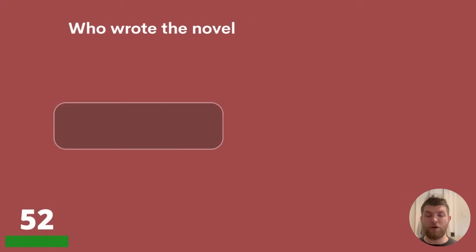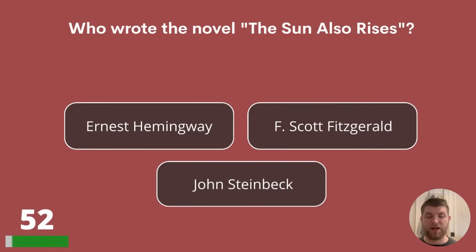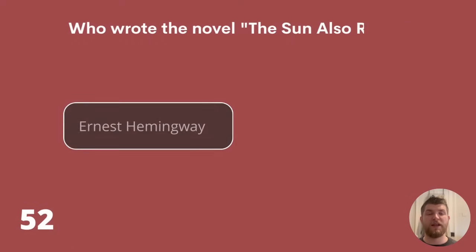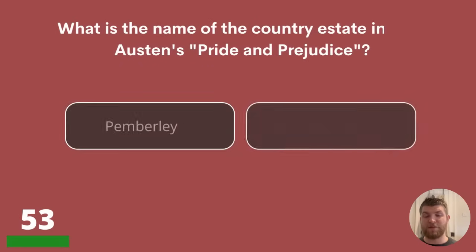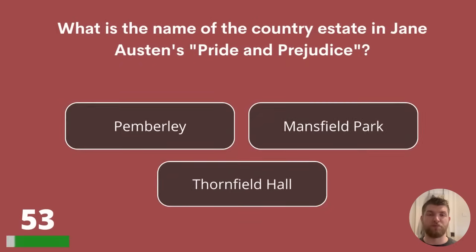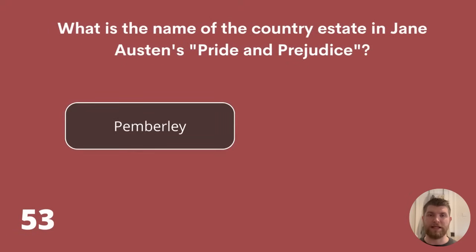52. Who wrote the novel The Sun Also Rises? Ernest Hemingway, F. Scott Fitzgerald, or John Steinbeck? The answer is Ernest Hemingway. 53. What is the name of the country estate in Jane Austen's Pride and Prejudice? Pemberley, Mansfield Park, or Thornfield Hall? The answer is Pemberley.